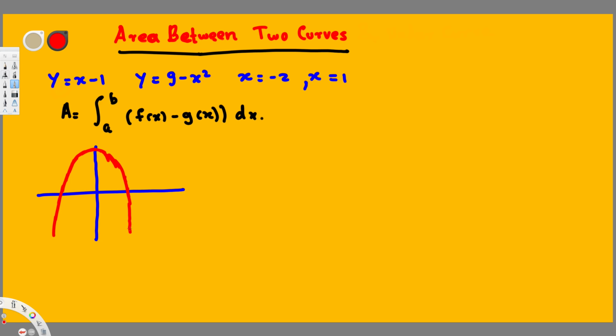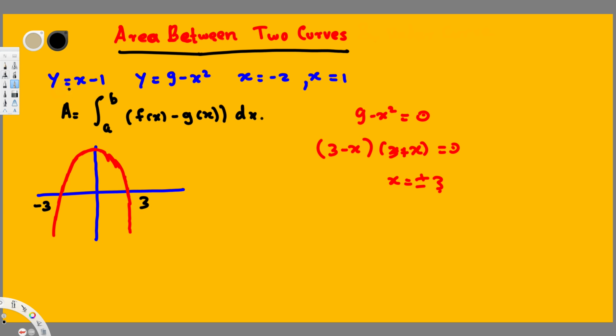Now in order to find the x-intercepts, we have to equate this to 0. 9 minus x squared equal to 0, and if you factor this, it is going to be (3 minus x)(3 plus x) equal to 0. From this you know that x is going to be equal to plus or minus 3. So we know that this interval is going to be from negative 3 to positive 3, right?